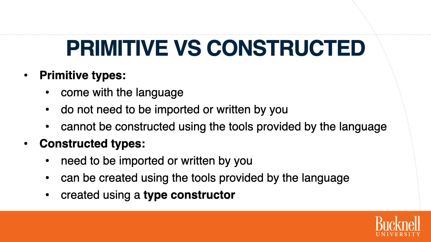All the types seen on the previous slide are primitive types. Primitive types come with a language, do not need to be imported or written by you, and cannot be constructed using the tools provided by the language. Conversely, constructed types typically either need to be imported in a library or written by you, or they can be created using the tools provided within the language. Generally, they're created using a type constructor.